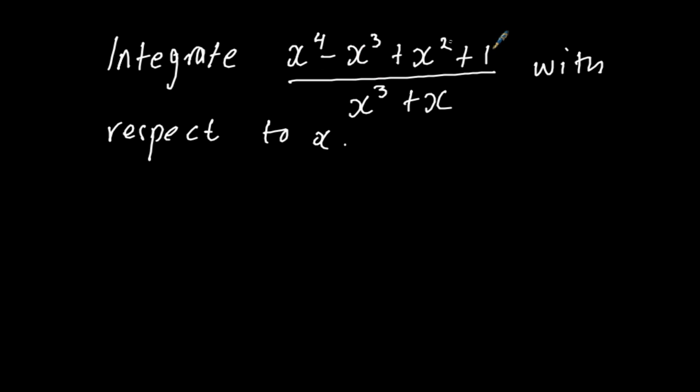Integrate this with respect to x. So this is a fraction, and since the numerator's highest power is 4 and the denominator's highest power is 3, it is an improper fraction. And for us to integrate, you have to first change this to a proper fraction. That is by doing long division.